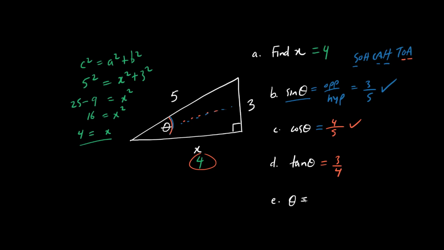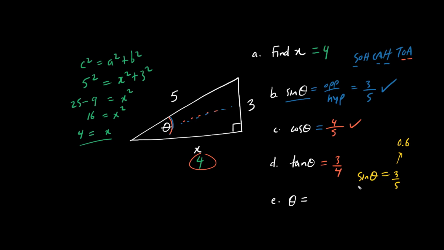Finally, what is theta? What is the angle? We can use any trig ratio to get the angle theta. It doesn't really matter. Let's try sine theta. We know that sine theta is 3 over 5. We can write 3 over 5. We can even use 0.6, which is also correct.